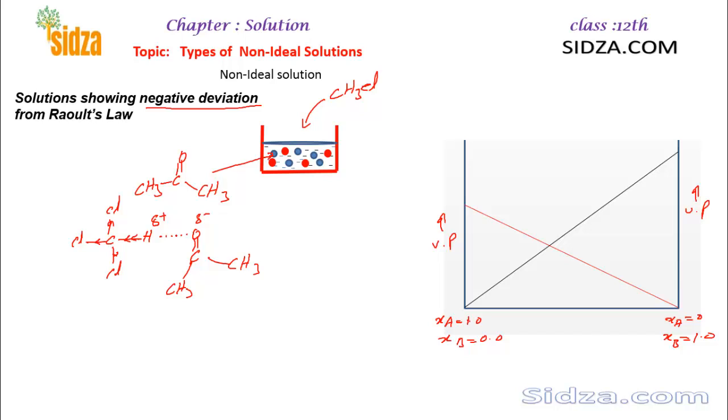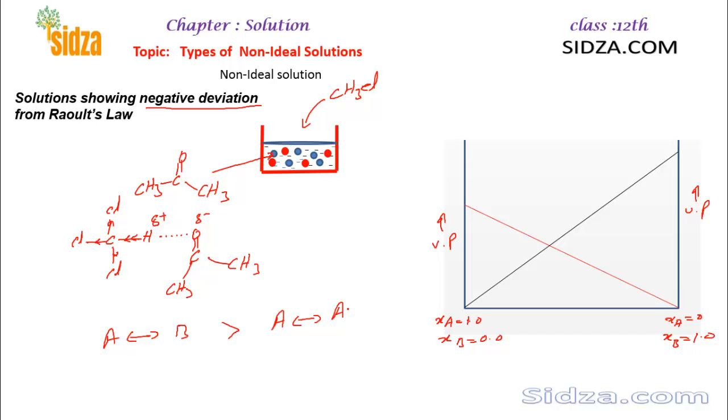So once you add chloroform in the acetone, the force of attraction is strong, and when the force of attraction between the particles is strong, vapor pressure will be less, because we know that vapor pressure depends on the intermolecular force of attraction. Vapor pressure is inversely proportional to the intermolecular force of attraction. So that means in a negative deviation, the force of attraction between the solute and the solvent particles, the AB interaction, is stronger than what you find between the solvent and the solvent molecules.